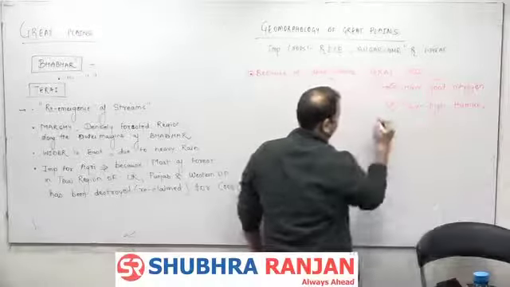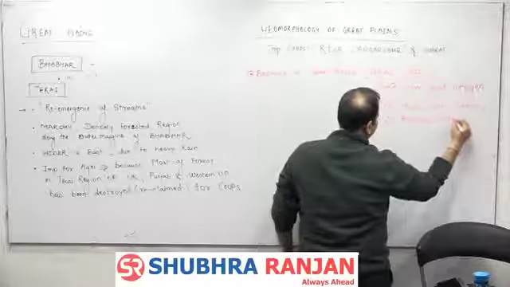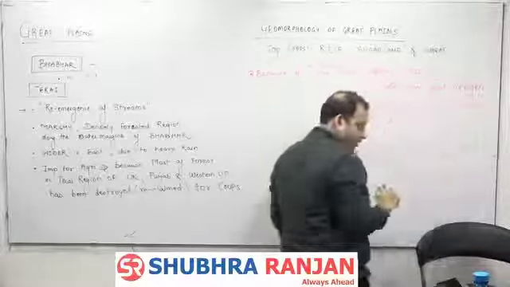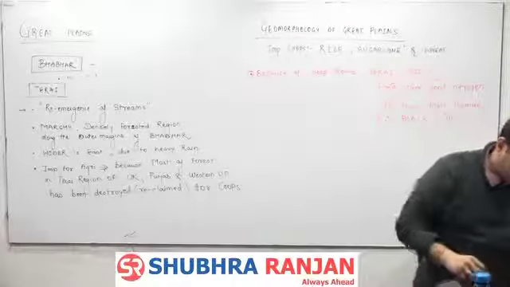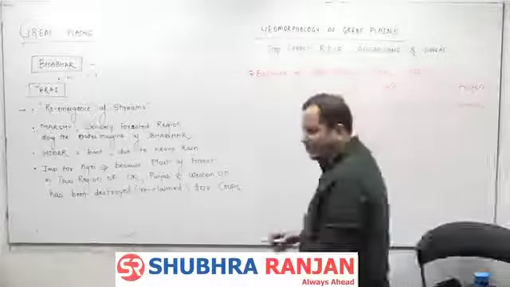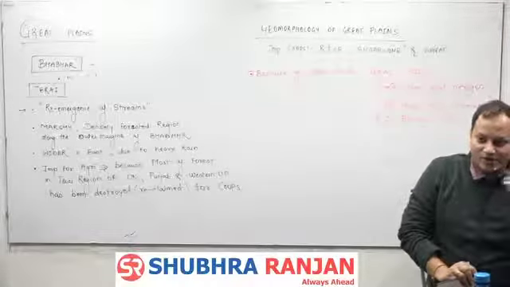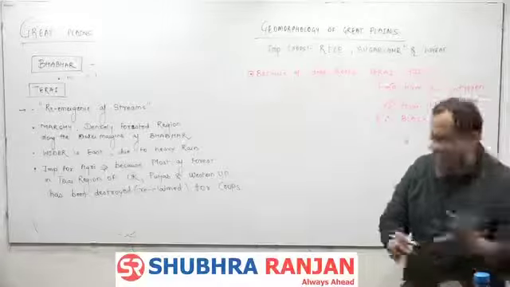Anyone from Bihar here? Tarai region of Bihar? If anyone is from Bihar, what is the color of soil in the Tarai region? Black. Because of humus, not because it is basalt. It is black in color because of humus.